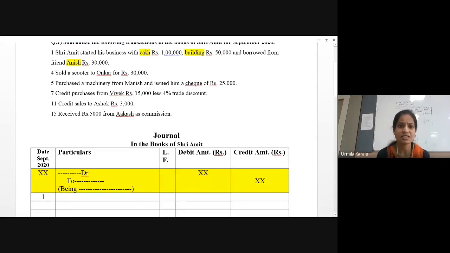So he has started, he was having some cash of 1 lakh and the building which amounts to 50,000. So he started his business with this much amount, and now he is also taking some amount from Anish. Okay. So this is a combined entry. So here it is written 'and'. So you can see this is one transaction, this is the other one. So you can show this transaction separately also, or you can combine them together. It's a combined entry. Okay.